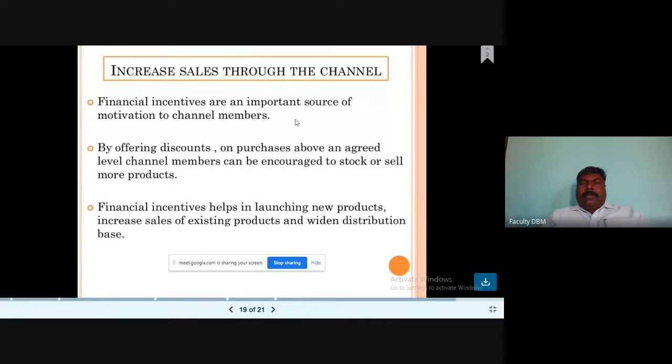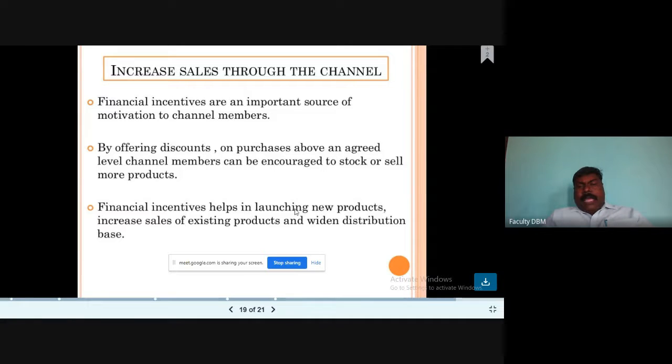So how to increase the sale? Financial incentives are an important source of motivation to channel members. You have to infuse incentives, otherwise the people don't show interest. Yes, normally they will be doing sales. If you are going to say that you will be getting more discounts, people will come. So by offering discounts on purchases, agreed level channel members can be encouraged to stock or sell more products. So how do we need to promote sales? Incentives to the workers, discounts to the consumers.